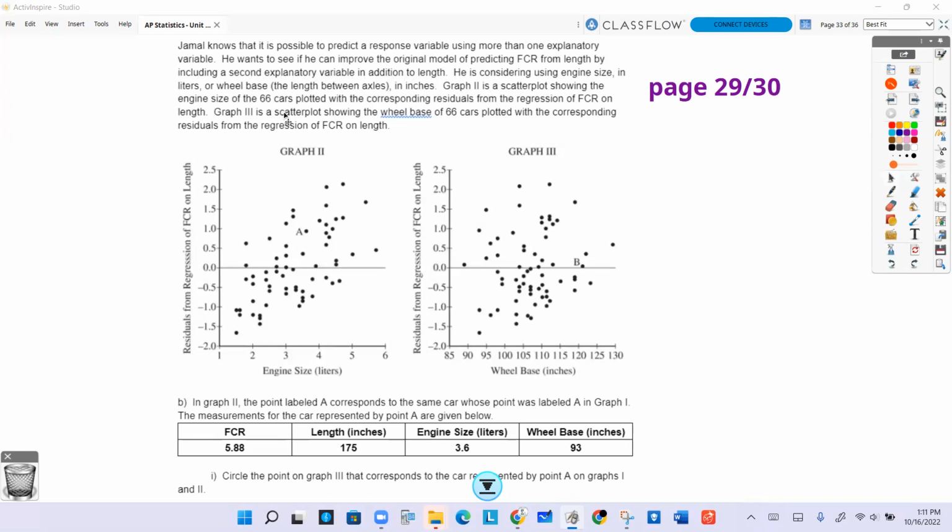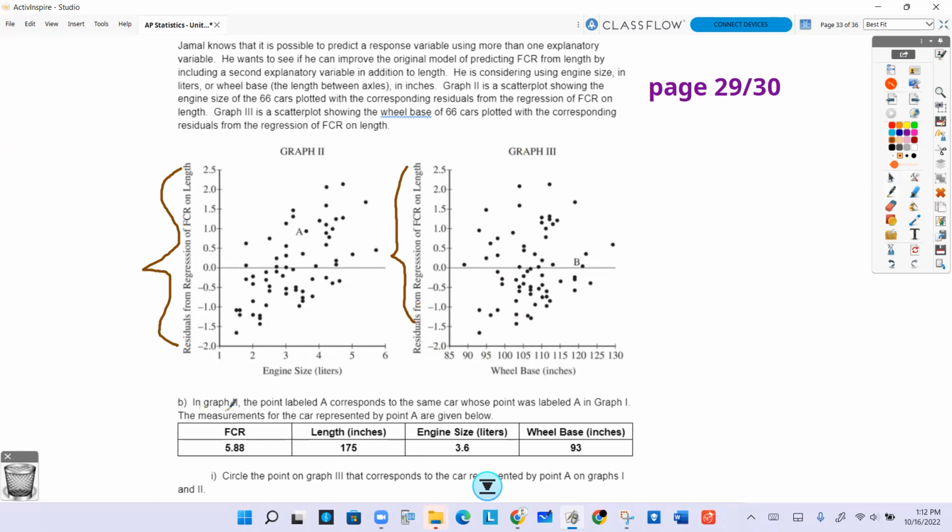Graph 2 is a scatter plot showing the engine size of the 66 cars plotted with the corresponding residuals from the regression of FCR on length. Graph 3 is a scatter plot showing the wheelbase of 66 cars plotted with the corresponding residuals from the regression of FCR on length. So you're going to notice that the residuals come from the original equation. So this value here, that distance, is going to have the same residual as wherever we're looking for over here.